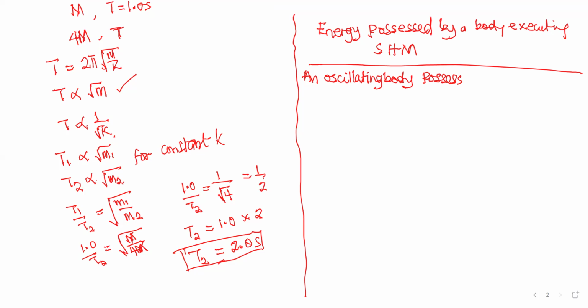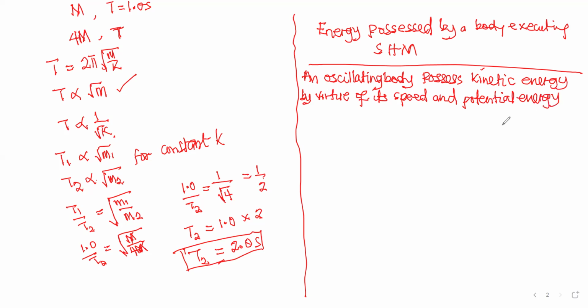Okay, so an oscillating body possesses kinetic energy by virtue of its speed, and potential energy by virtue of its position.